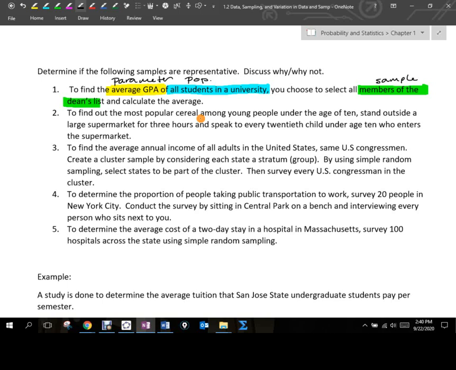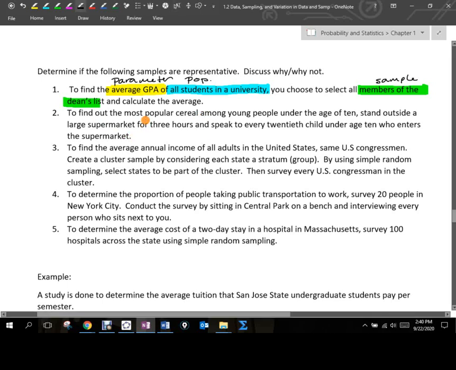Number 2 says to find out the most popular cereal among young people under the age of 10, you're going to stand outside a large supermarket for 3 hours and speak to every 20th child under age 10 who enters the supermarket. So we've got young people under the age of 10, and then we've got every 20th child under age 10 who enters. Which one of those is the population?